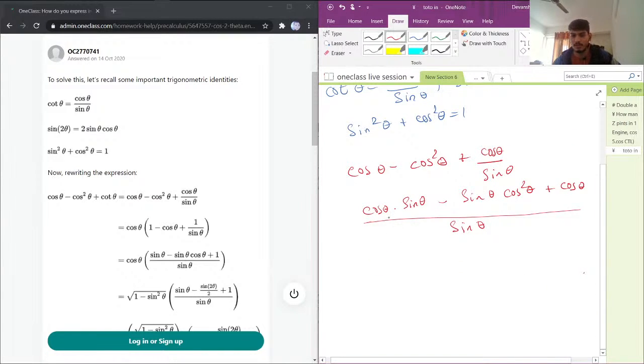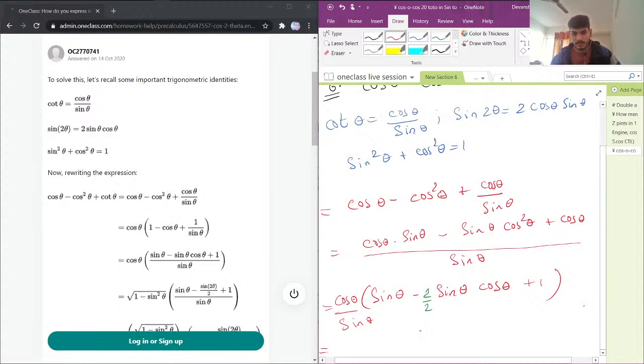Now what I can do, I can take cosine common, so this will be sine minus sine cosine plus 1. So let's just take cosine common, this will be sine theta minus sine theta cosine theta plus 1 over sine theta. Now I will multiply and divide by 2 here, and this will become 2 sine theta cosine theta, which is sine of 2 theta.